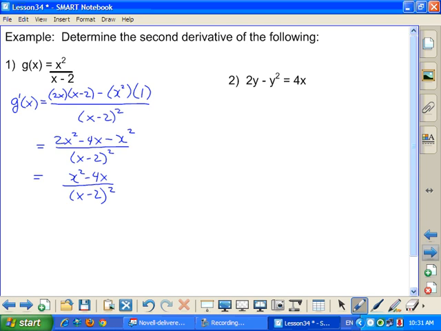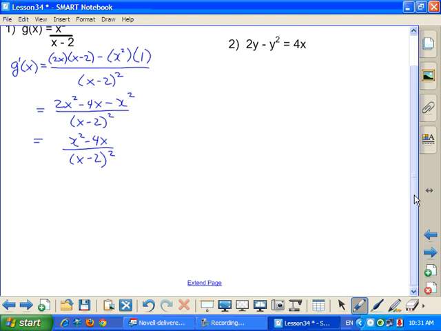I can take out an x, it's a common factor on top, but what we find is really there's nothing to cancel out on the bottom. And I much prefer it to stay like this so I don't have a product rule on the top. So second derivative.